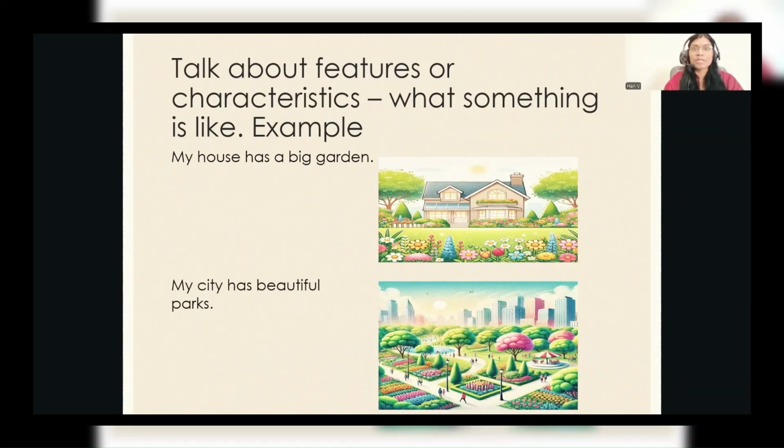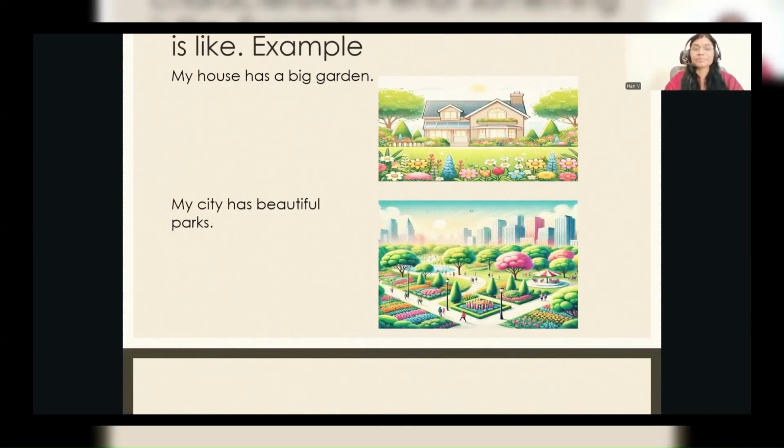So this verb to have, which becomes has with third person singular, like my house or my city, it's important for you to understand that and put the right verb in the right place.